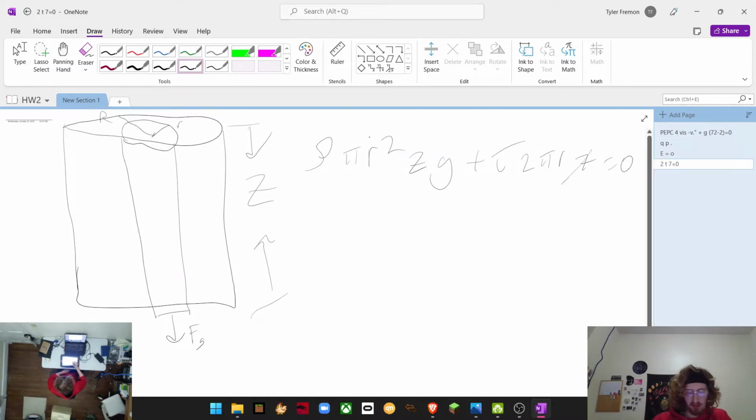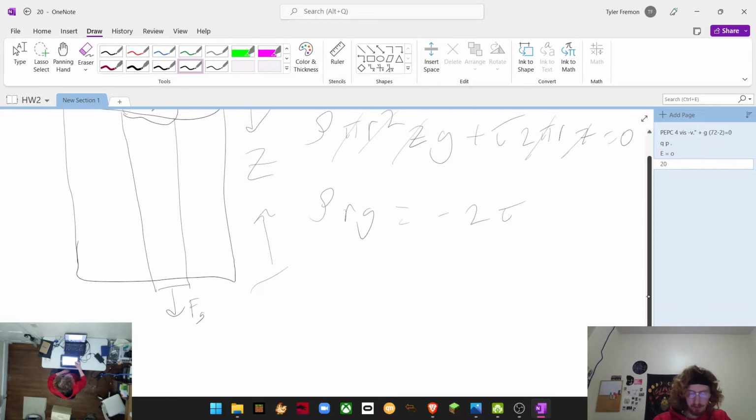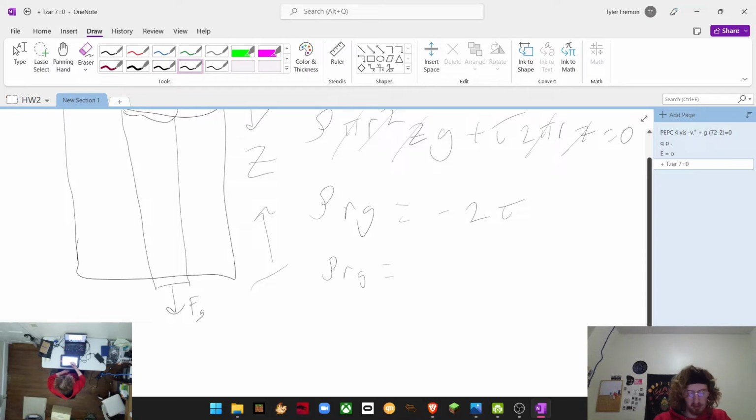You can cancel out a few terms here. We have z there, z there, pi. This becomes r to the first. So we're left with rho r g equals negative 2 tau. And then this tau becomes our viscosity times our shear rate, which is going to be equal to dV over dr. So we're going to be left with rho r g equals negative 2 mu dV over dr.